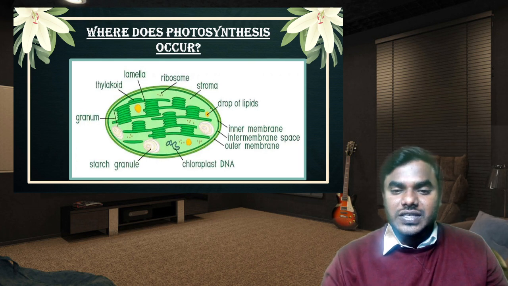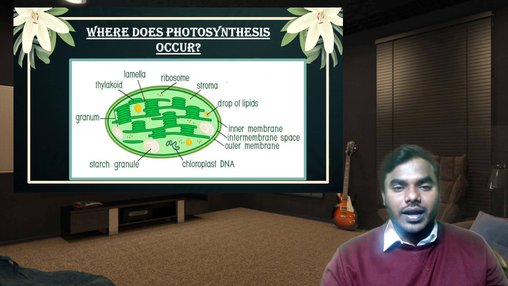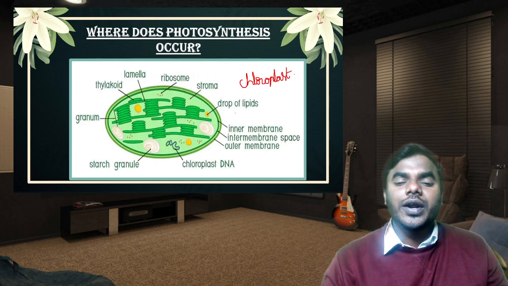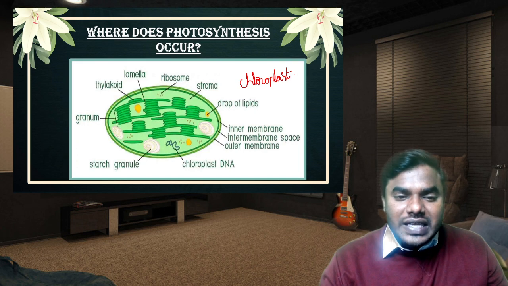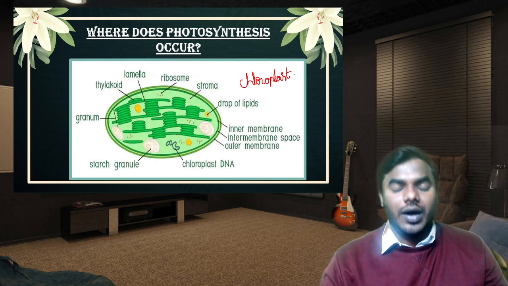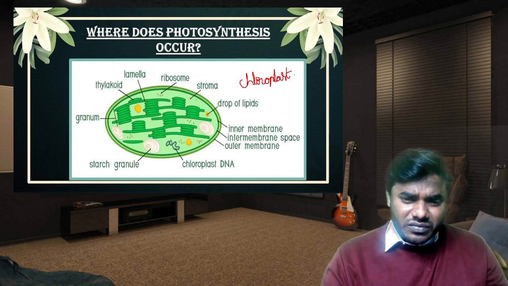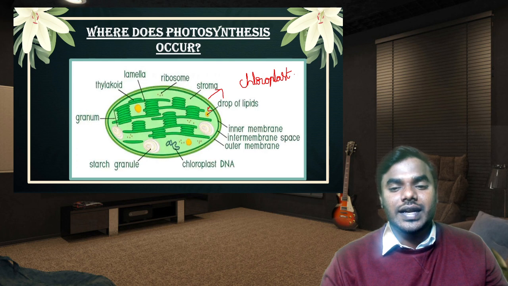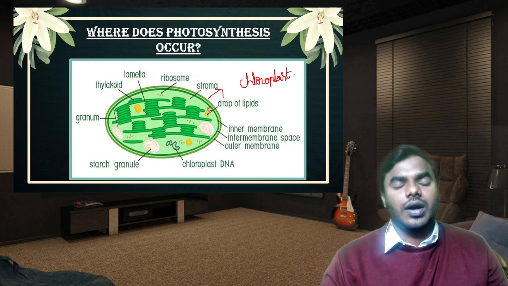Friends, everyone of you listen. Photosynthesis occurs in a specialized organelle. What do we call it? We call it a chloroplast. Friends, if you look into the chloroplast, what's the common point you can understand? Chloroplast is a double membrane organelle. Yes or no? Yes. It consists of an outer membrane and an inner membrane. That's why we call it a double membrane organelle.